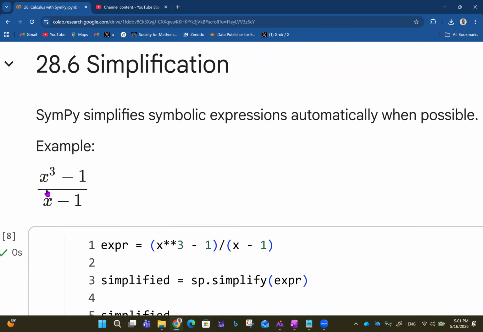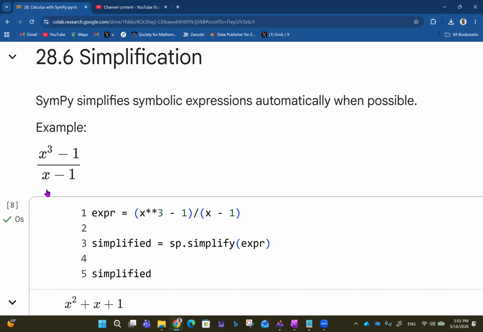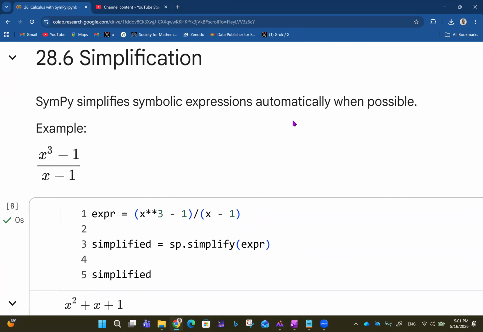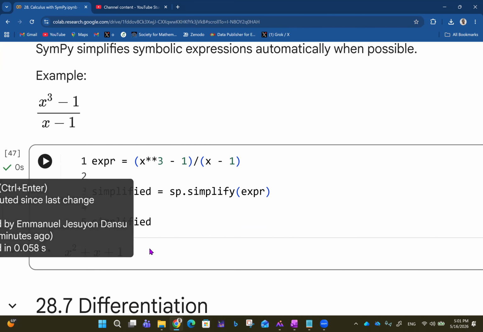Then you have simplification. SymPy can simplify symbolic expressions automatically when possible. Like you have x cubed minus 1 over x minus 1. Of course, x cubed minus 1 is x minus 1 times x squared plus x plus 1. Then when you divide, x minus 1 cancels out, so you have x squared plus x plus 1 left. You declare the expression, and the simplified form is obtained by saying sp.simplify of the expression, and you have the simplified form x squared plus x plus 1 like this.